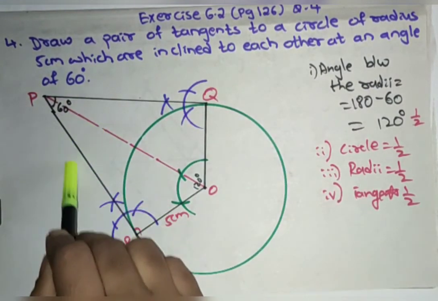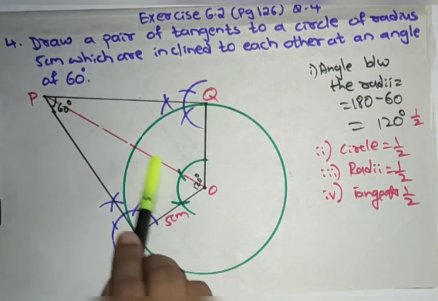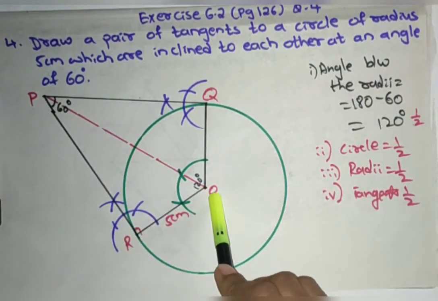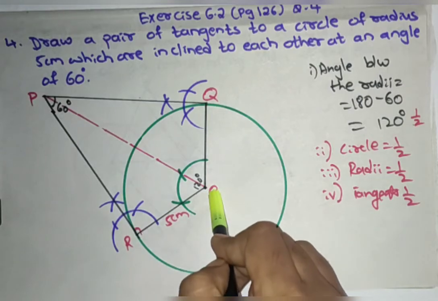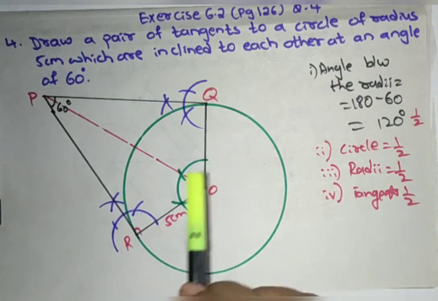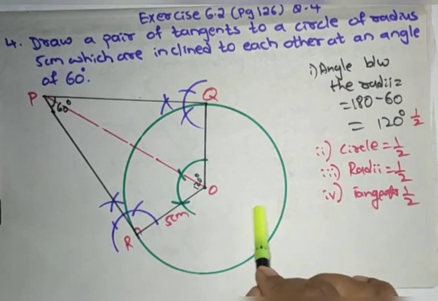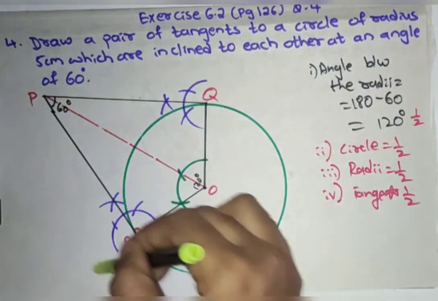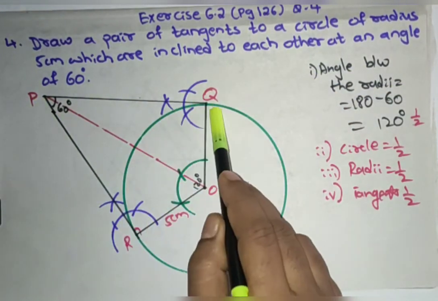Again apply the Pythagoras theorem. OP squared equals PR squared plus OR squared. If it comes out irrational, don't worry. You keep it as such under the root. Don't get confused here. Till now they have not asked for justification, so don't worry about that. You just concentrate on constructing the tangent to the given circle.